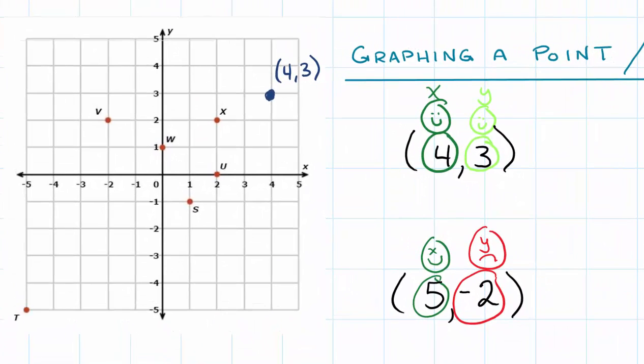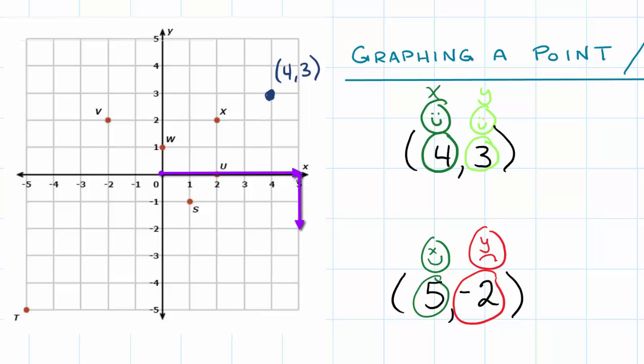So I'm going to start at 0, and I'm going to move first 5 units to the right along the x-axis. So 1 unit, 2, 3, 4, 5. I'm going to pause there. And now I'm going to move 2 units down because my y value is -2.